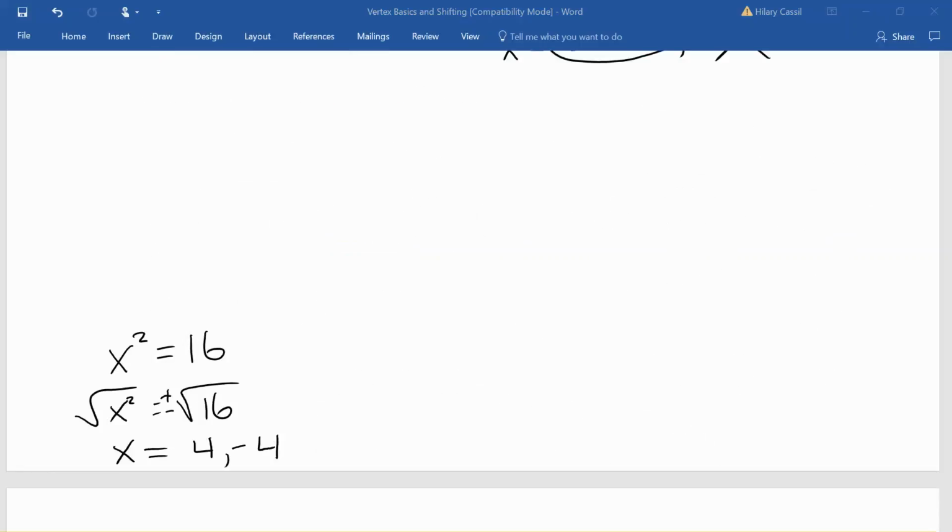In case you were confused about why we got two values, anytime we take the square root of both sides of an equation, we are going to get a positive and a negative value, and here's why. So if we started with x squared equals 16, and we take the square root of both sides, we will get two values of 4 and negative 4. 4 squared is 16, negative 4 squared is also 16, so we do have two solutions here.